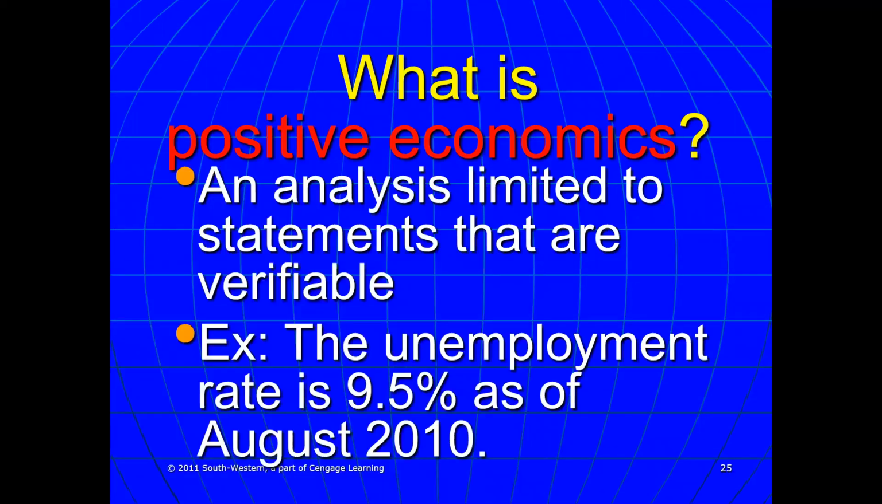Normative economics. So remember when I said that, let me go back. Remember when I said that economists use models to explain? They use positive statements. So something that can be verified. They've used a model to explain a relationship. This is what happened. This is why the unemployment rate is what it is.